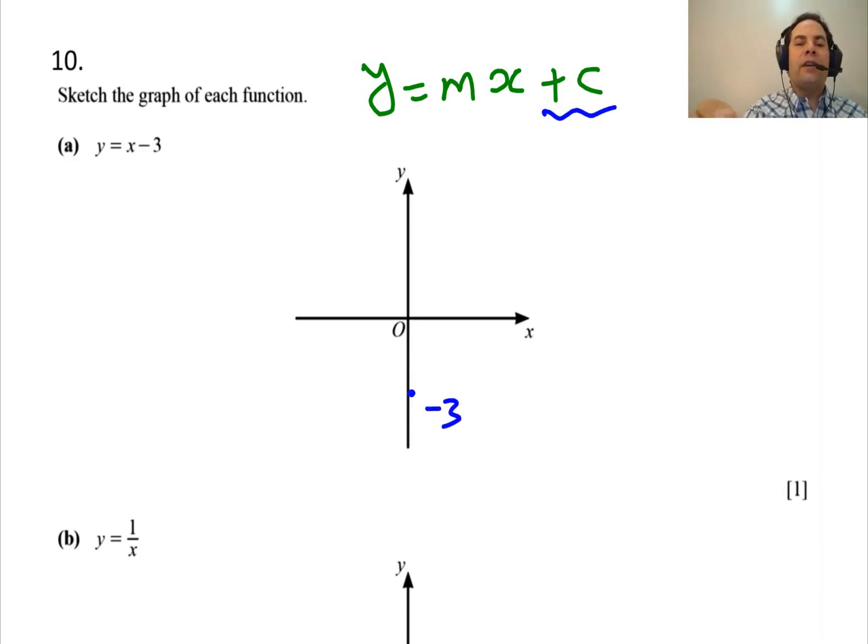By looking at the gradient of this line, the gradient is positive, this means the line moves up from left to right. So this line starts from -3 and goes up.